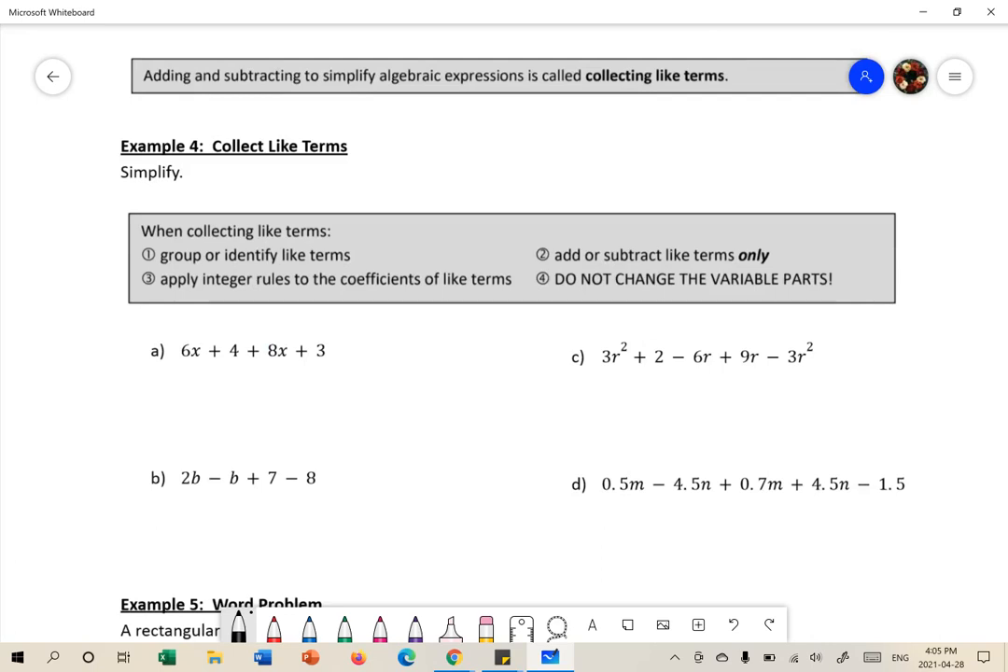Here in the gray box is a summary of how to collect like terms. Group like terms together, add or subtract the like terms only. You're going to apply integer rules to the coefficients of like terms and do not change any of the variable parts. We already practiced collecting and simplifying like terms on the previous page, but we're going to continue to practice on this page.